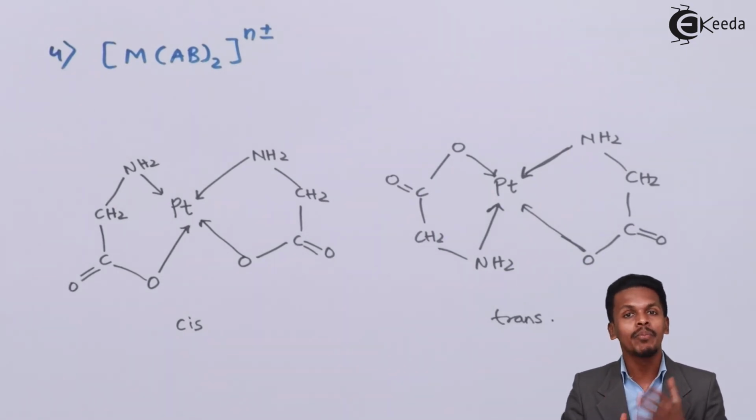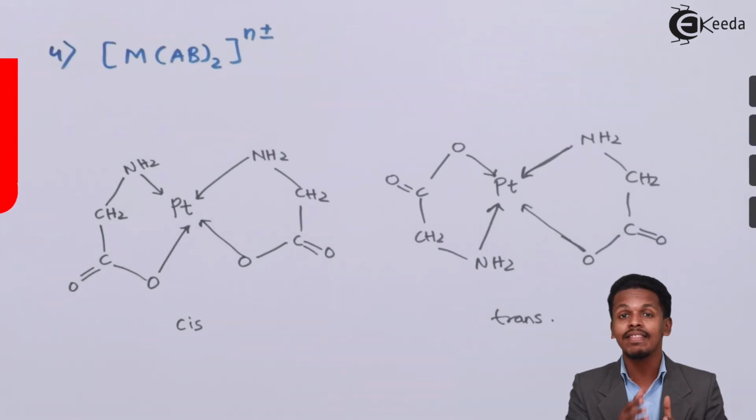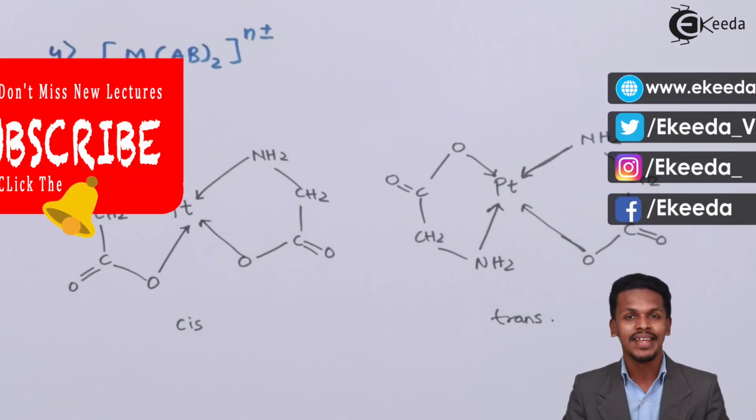So this was nothing but a brief detail about geometrical isomerism in metal complexes with a coordination number of 4.